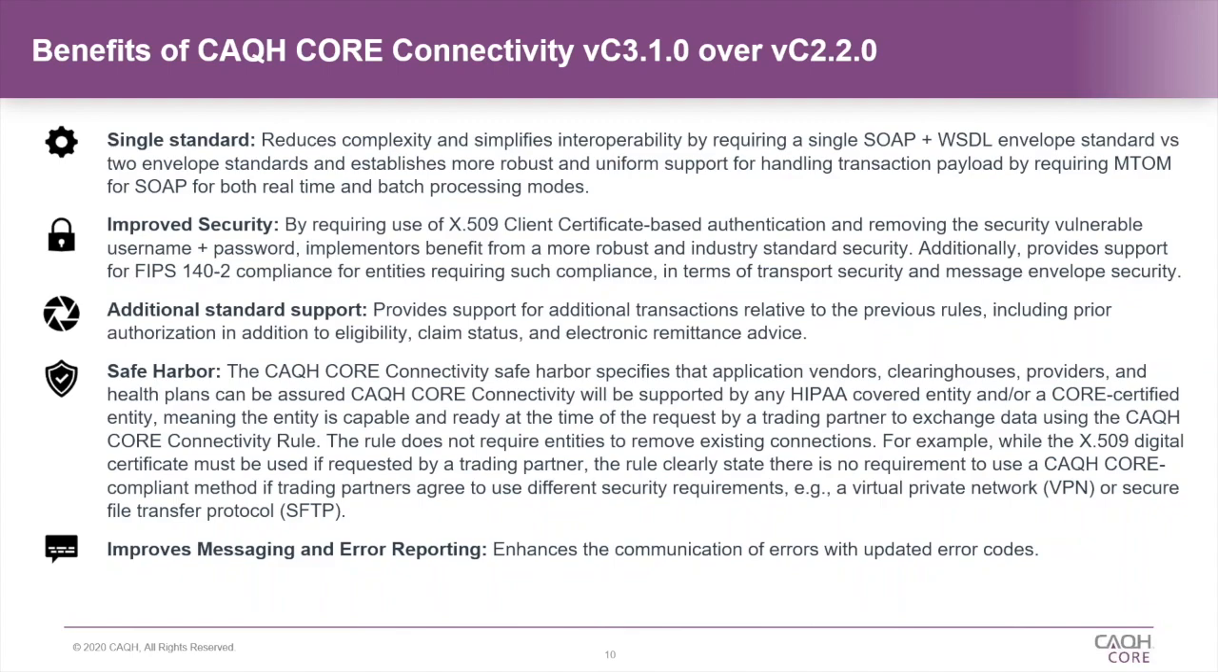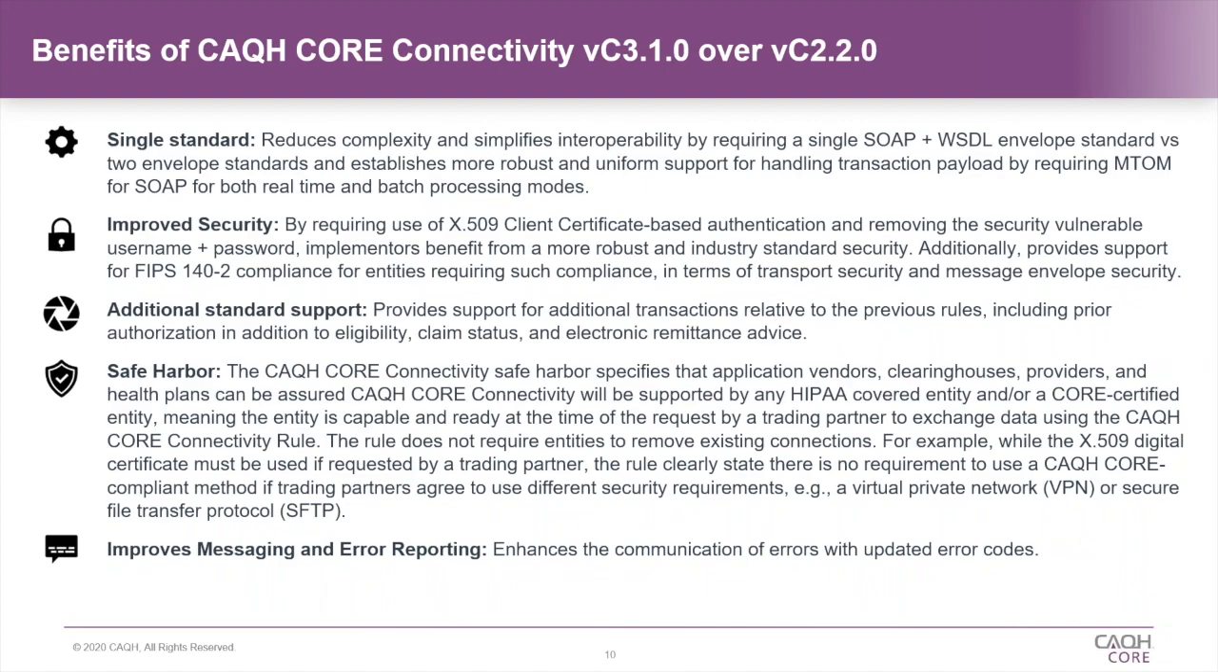Another benefit of the latest version of Core Connectivity is that it can support additional transactions. Again, this would include eligibility, claim status, remittance advice, as well as prior authorization. As Erin mentioned, a key component for Core Connectivity is our safe harbor requirements. This allows application vendors, clearinghouses, providers, and health plans an assured connectivity method that can be supported by any HIPAA-covered entity or Core certified entity, meaning that the entity is capable and ready at the time of the request of a trading partner to exchange data using the Core Connectivity rule.